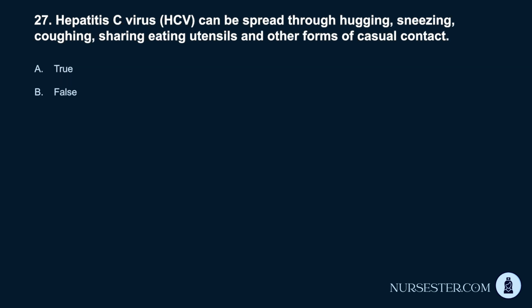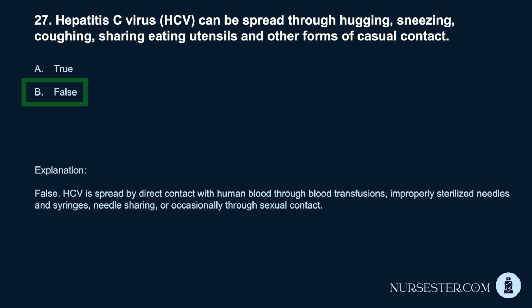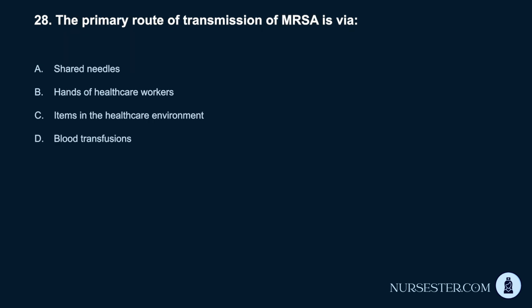Hepatitis C virus, HCV, can be spread through hugging, sneezing, coughing, sharing eating utensils and other forms of casual contact. A. True. B. False. Correct answer: B. False. HCV is spread by direct contact with human blood through blood transfusions, improperly sterilized needles and syringes, needle sharing, or occasionally through sexual contact.